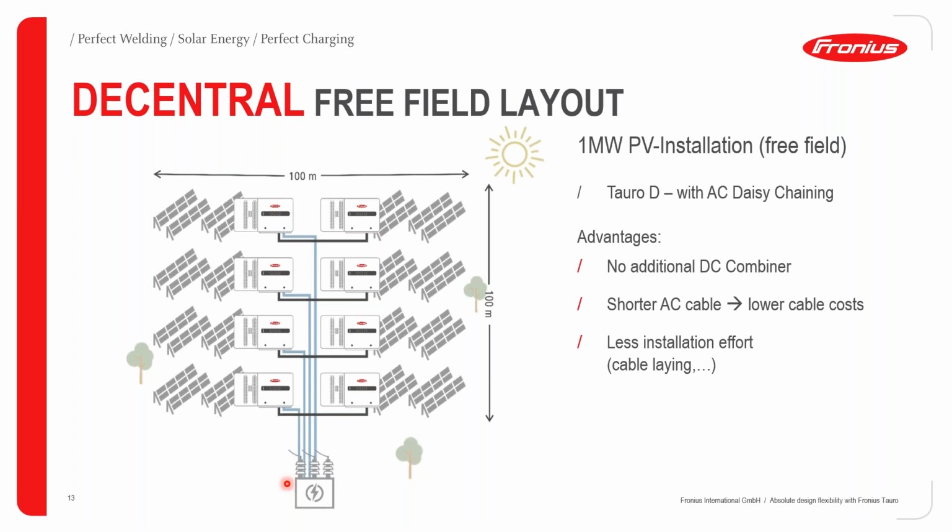We don't need additional DC combiner boxes. Of course, we have shorter AC cabling now with lower cable costs in the end, and also it's less installation effort when you think about the cable laying. So you don't have to run 8 cables the full length. So this would be 100 meters. So you don't have to run 800 meters of cable, but less, 400, and of course the interconnection to the 2 Tauro devices. So in total, less installation effort.